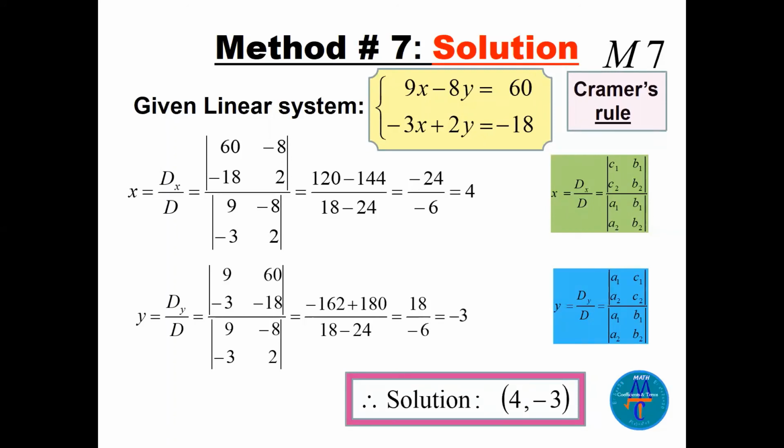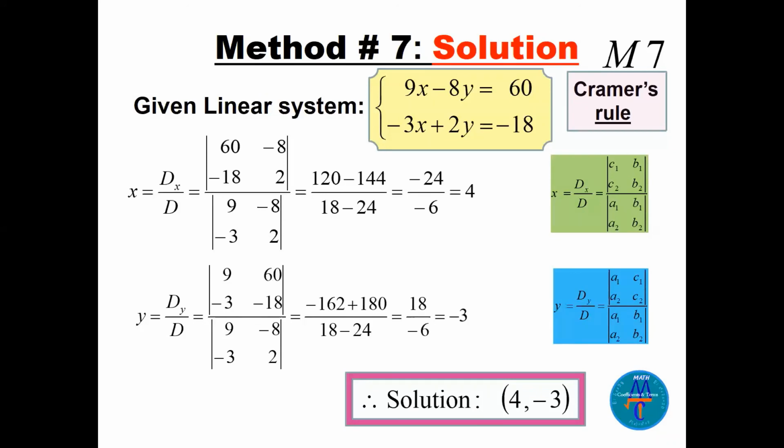Let's go in the numerator. I put 60, minus 18 at the beginning, and then I multiply 60 times 2, 120, minus 144. So minus 24 over minus 6 is 4. You can do it another time, please, to review it. And here in the green spot, I put the formula for you. This is Cramer's rule. Formula for the x, formula in the blue for the y.